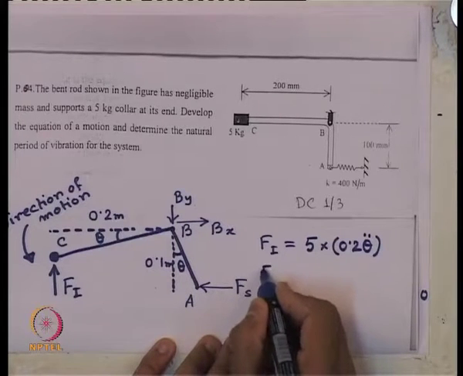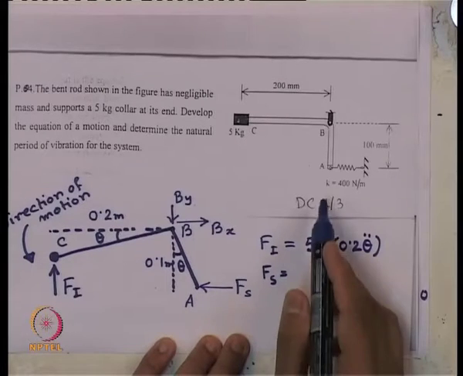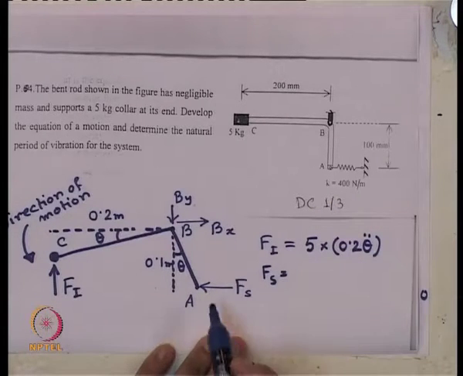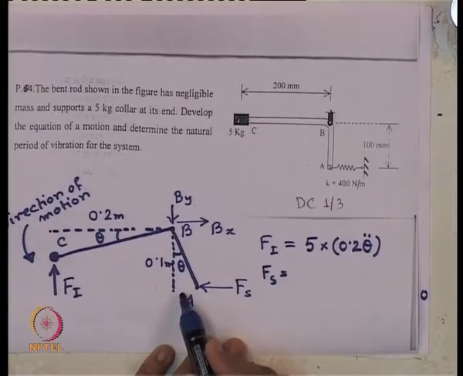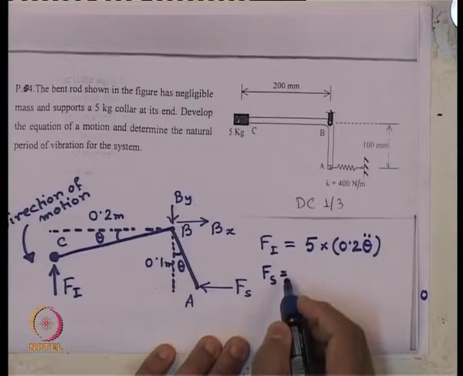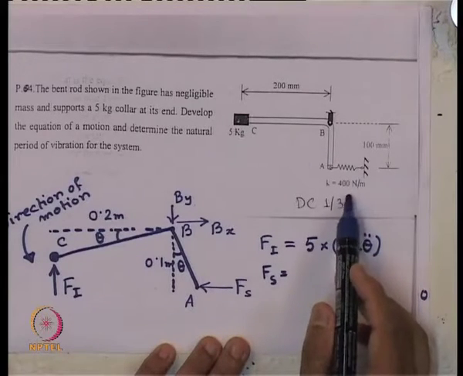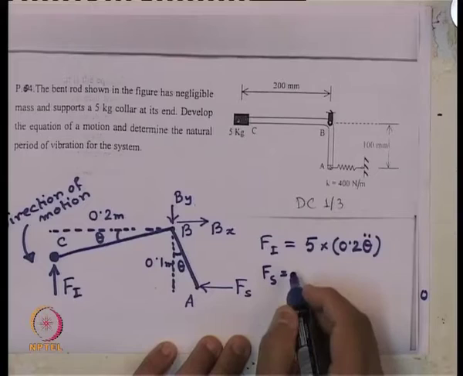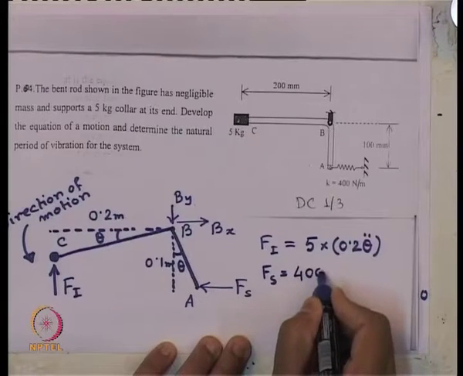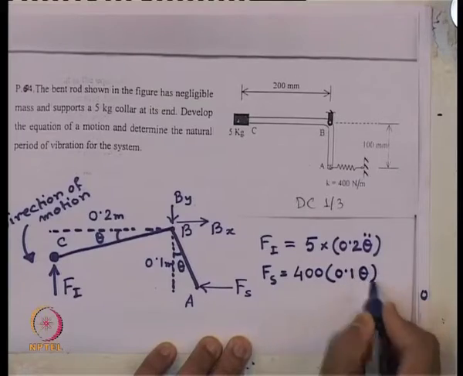And how much is the spring force F_S? That is nothing but k times the displacement. How much is the displacement at this position? 0.1 theta. And how much is the value of k? That is again given in SI unit, 400 Newton per meter. So, it will be 400 times 0.1 theta.